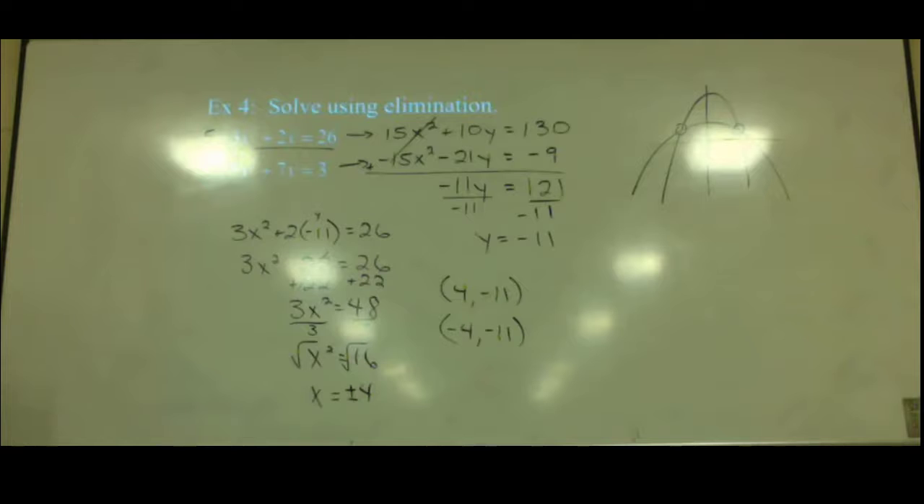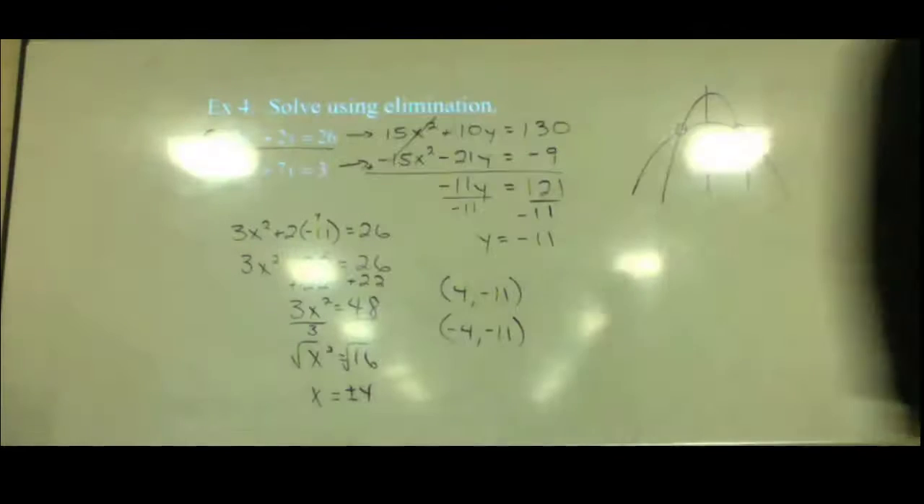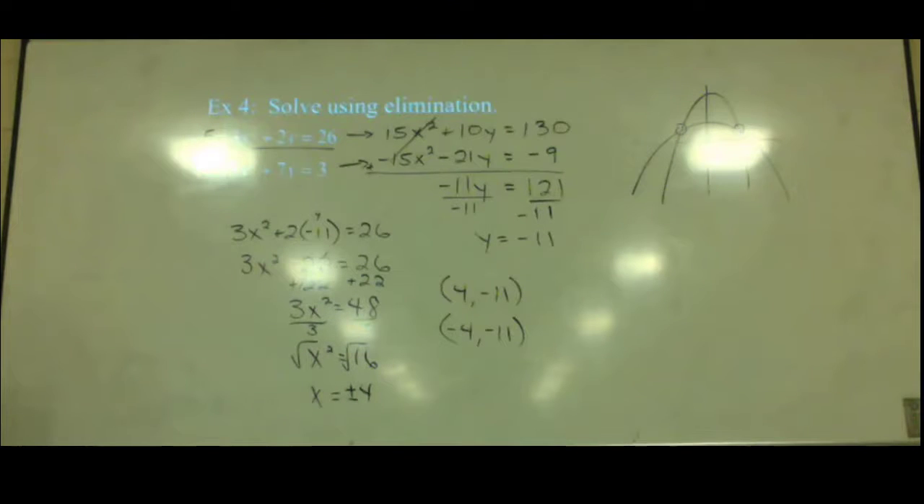Okay? So does that make sense that we have 2 answers? Negative 11 was the y value for both, but when we substitute back in, we get not only a 4, but also a negative 4 from taking the square root of both sides. Okay? Questions on that one? All right. So we get those 2 answers.